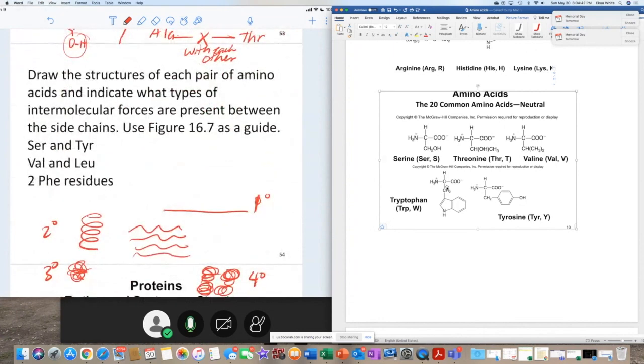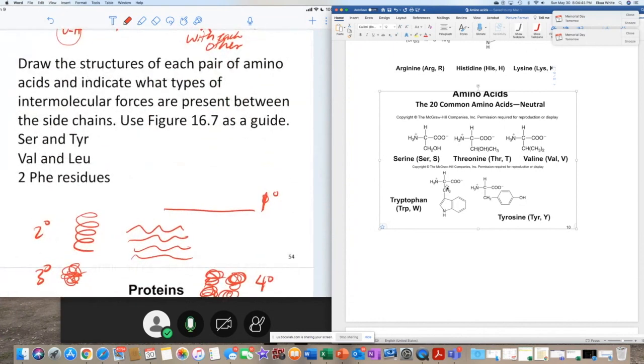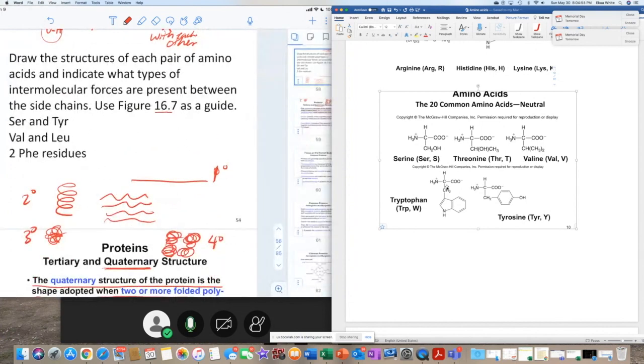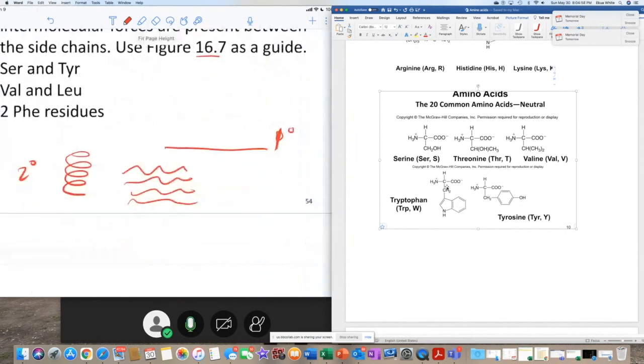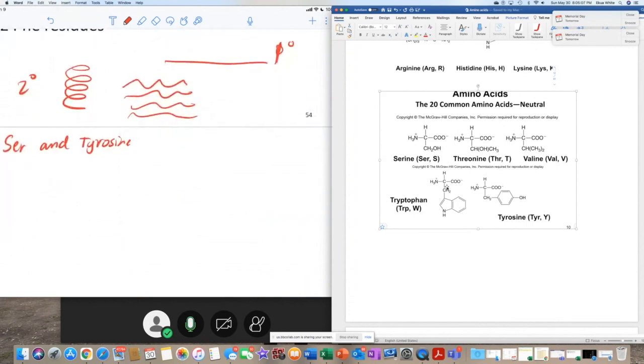Okay, here we're told to draw structures of each pair of amino acids and indicate what types of intermolecular forces are present between the side chains. Ooh, use figure 16.7 as a guide. So what I'm going to do here is add a page. I don't have a choice. So serine and tyrosine. Okay, so I see tyrosine already.